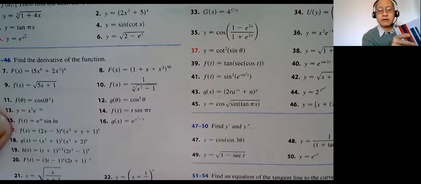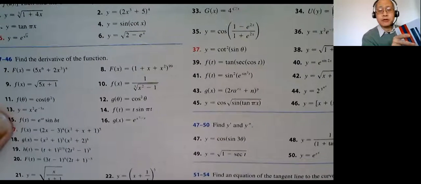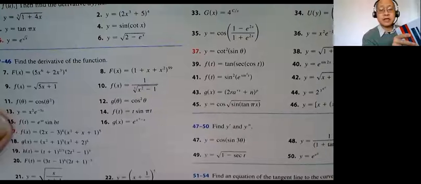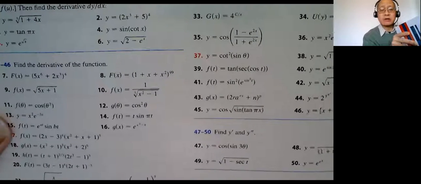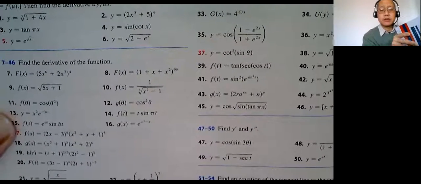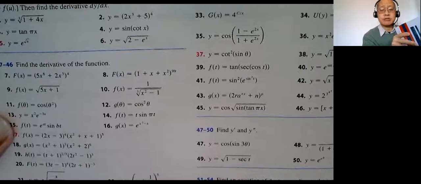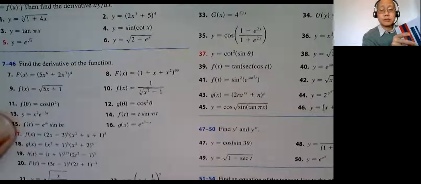Okay, I'll hold it just for another 10 seconds or so. Hopefully you get it, and the book is heavy. So just number 8, f of x is 1 plus x squared to the 99th power. Try the chain rule with that problem. 1 plus x squared to the 99th. Okay, all right, I'm going to assume that everybody has it now. Just question 8. And when you're done, you can type it in the chat and you can leave. Thank you.